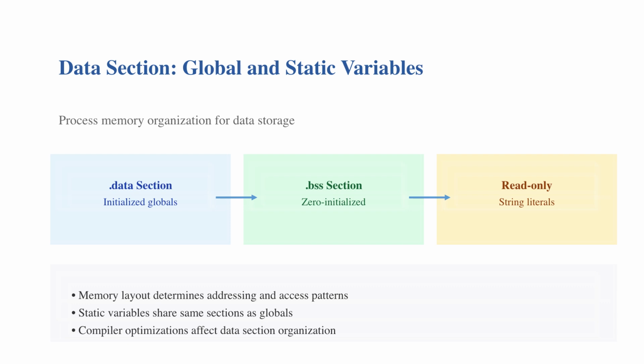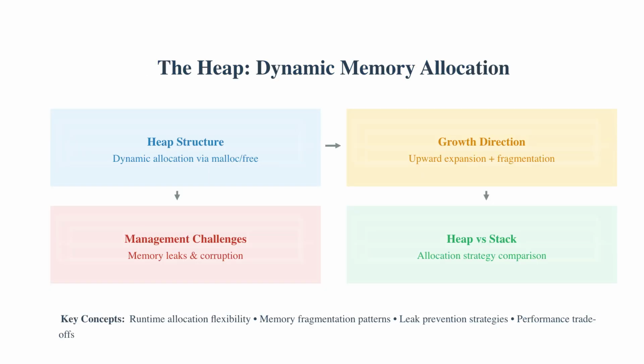When you write something like printf("hello world"), that string literal gets stored in this read-only area, which helps prevent accidental modification of constant data. The memory layout of these data sections is crucial because it determines how addressing and access patterns work. The operating system sets up these sections with specific memory addresses and permissions, ensuring that initialized data, uninitialized data, and read-only data are properly organized and protected.